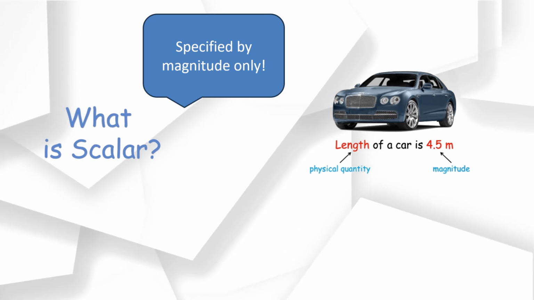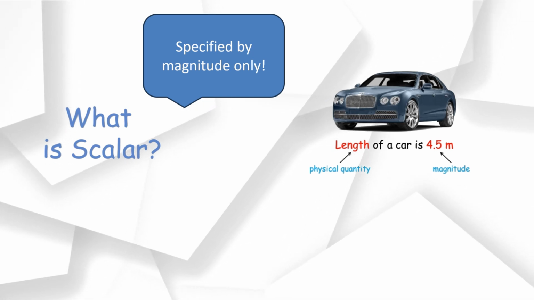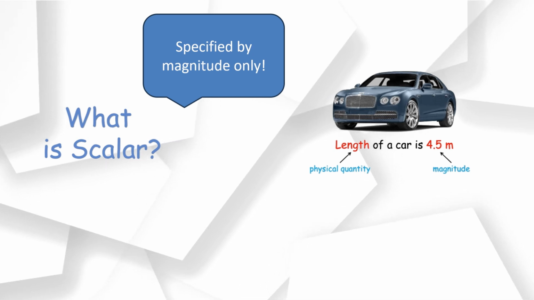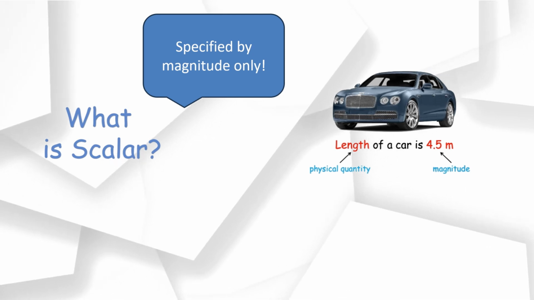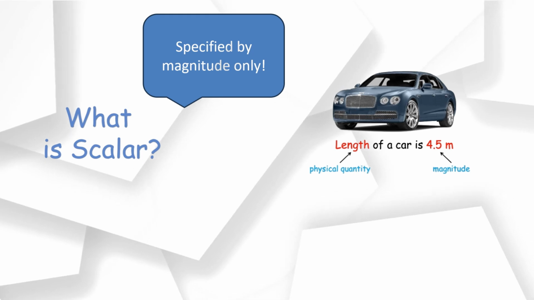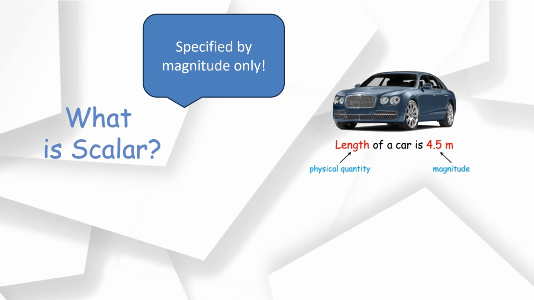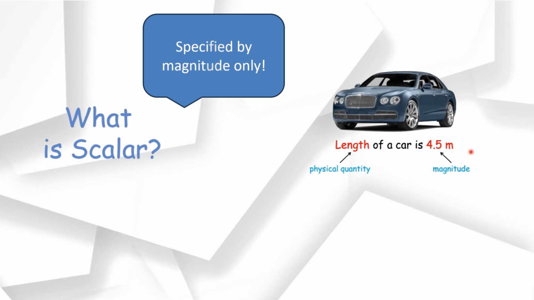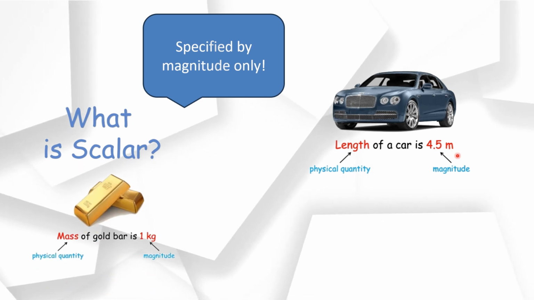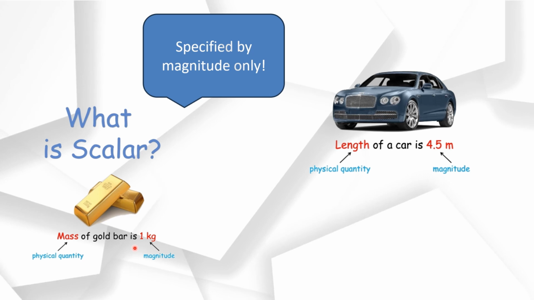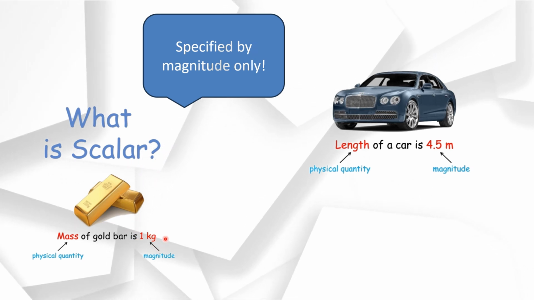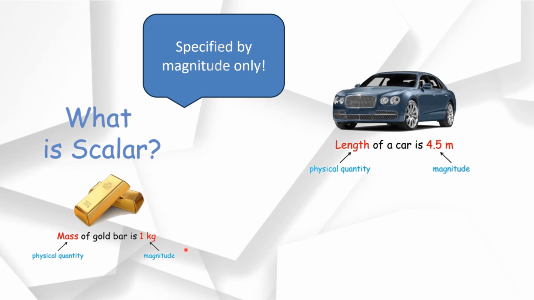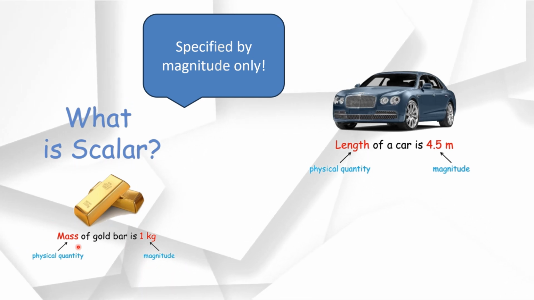So magnitude basically is the measure of the amount or size of a physical quantity, representing how much or how big of something. It's a scalar value, meaning it has no direction, only amount, and is often expressed as a numerical value along with the unit. So let's have one more example. Mass of gold bar is 1 kg. 1 is representing a numerical value, kg is representing the unit. So 1 kg is representing the magnitude of the physical quantity, which is the mass.